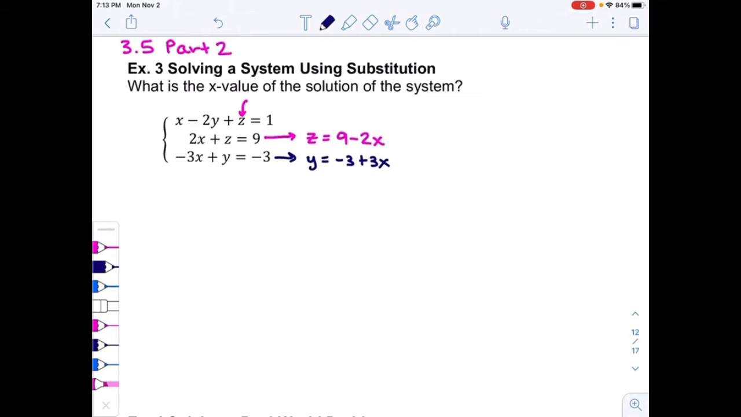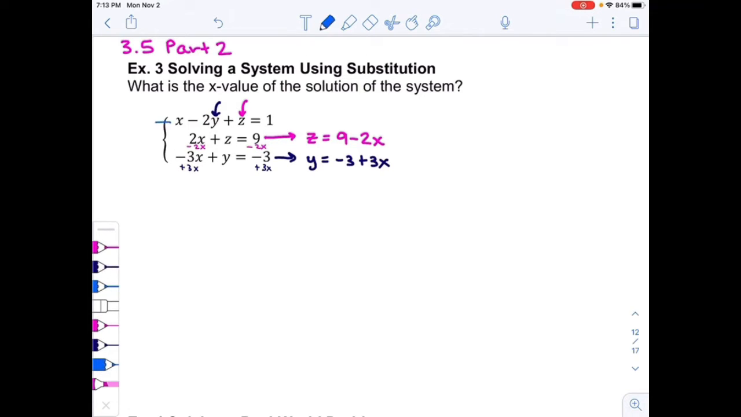Everybody seeing what I'm doing? So that middle one, I would have gotten rid of that 2x by subtracting 2x to the other side. That's where that 9 minus 2x comes from. And in that third equation, I moved that negative 3x over by adding the 3x. That's where that negative 3 plus 3x comes from. And now I have two equations that only have x in them. So just like we would have done with that z was equal to, we could also go up here and replace the y. So let's see.